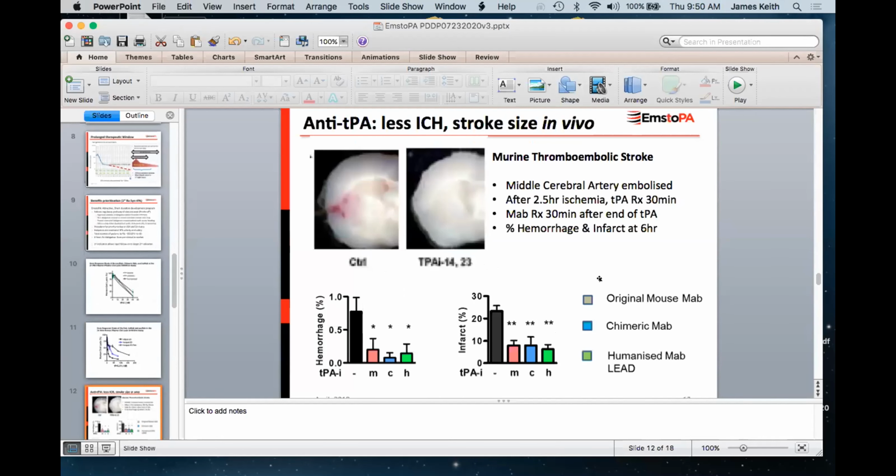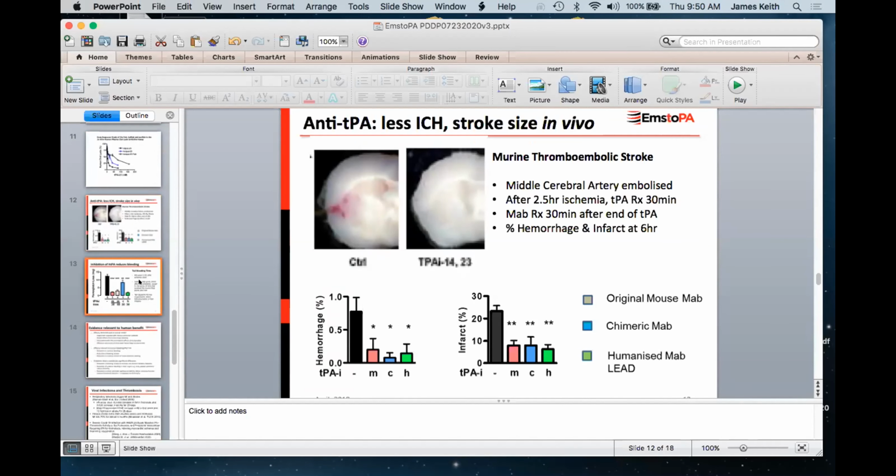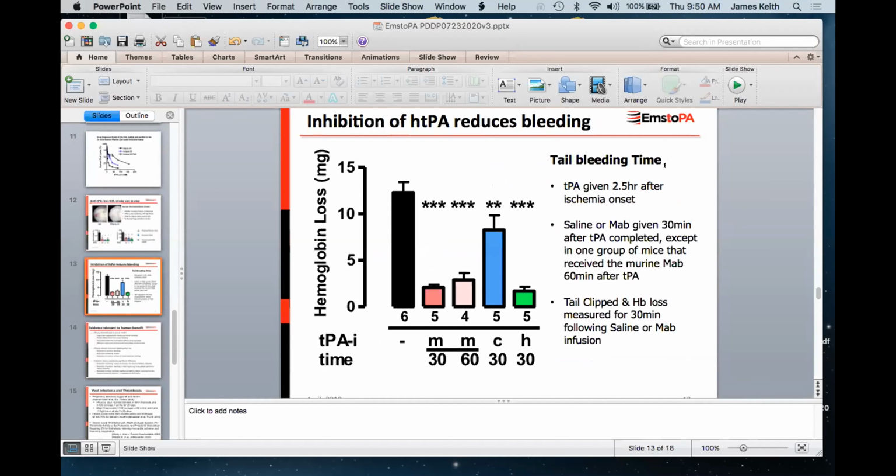And we've shown that there is efficacy of the antibody in the murine thromboembolic stroke model, reducing the amount of hemorrhage as seen above and then graphically displayed here, as well as the amount of brain tissue that's destroyed or infarcted, and all the antibodies produce similar activity. It also decreases peripheral bleeding as measured by tail bleeding time in these mice, so that we have a significant reduction in the amount of blood loss that occurs.